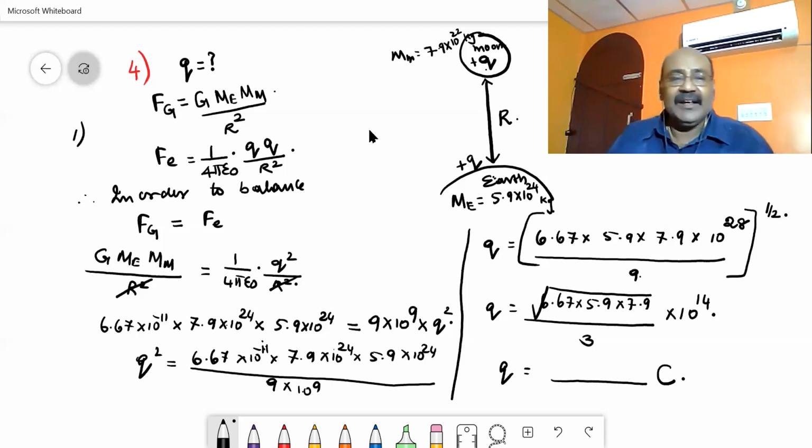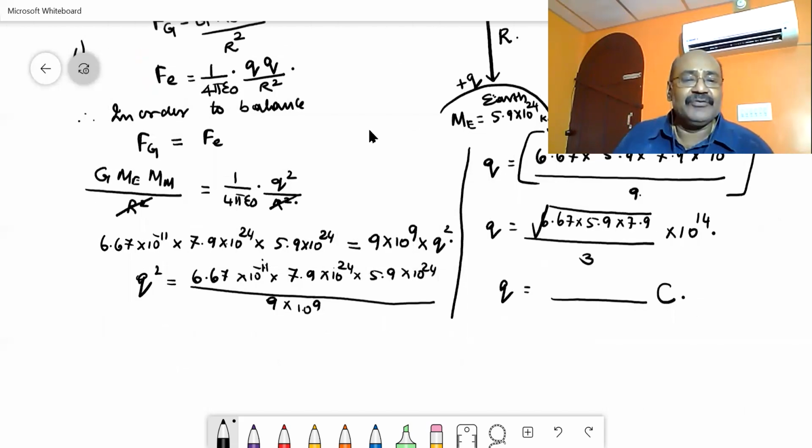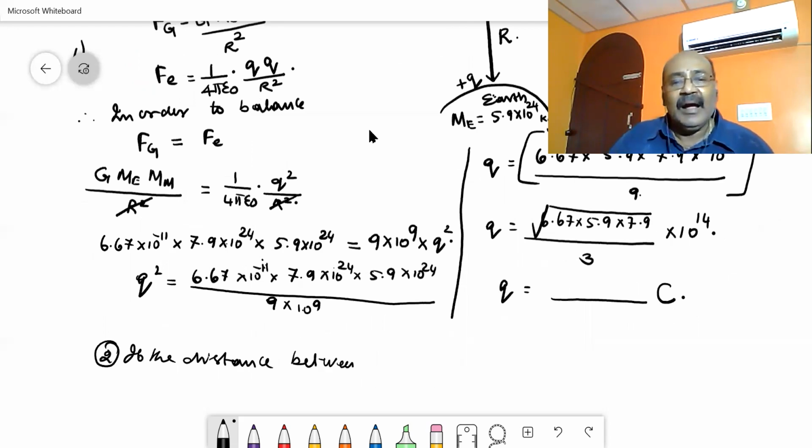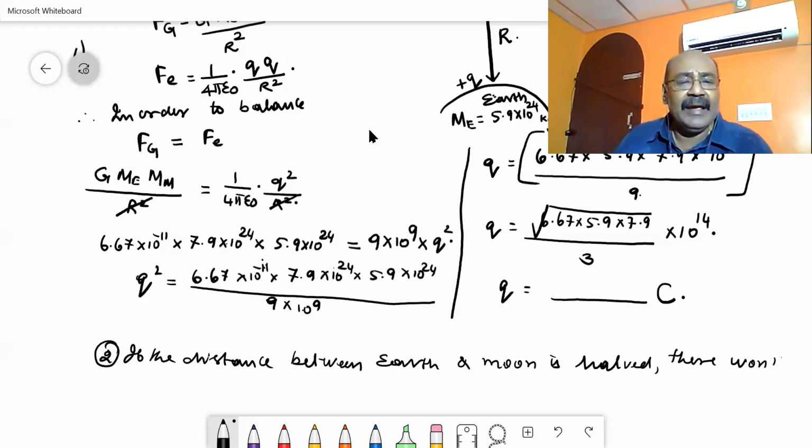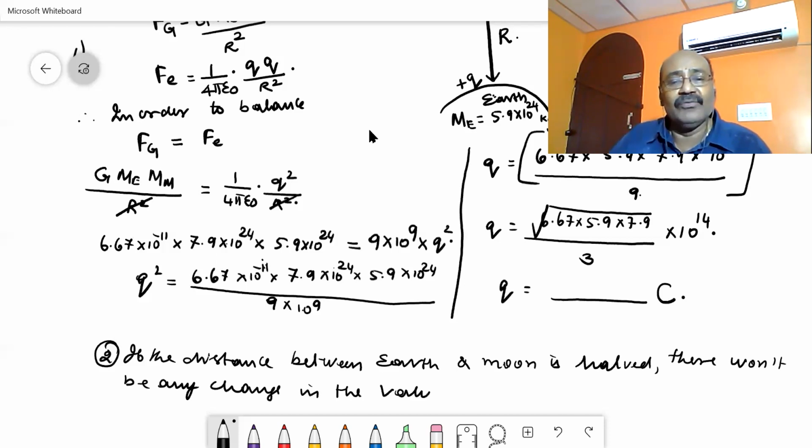Never. See, subdivision 2. If the distance between earth and moon is halved, then there won't be any change in the value of Q. There won't be any change in the value of Q. Why?